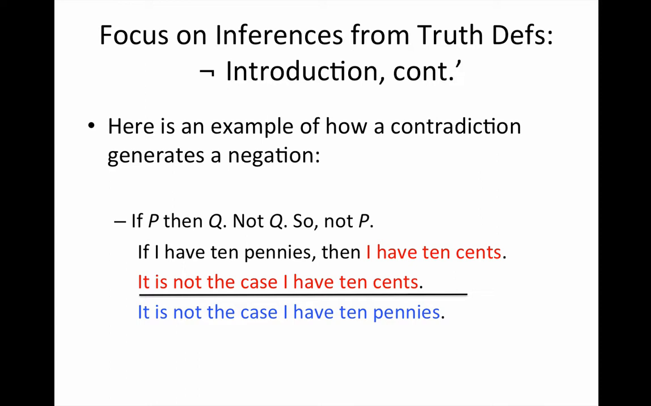Now, in some versions of the deductive system that we learn in a course like this, you're given this inference as a rule form. So whenever you see an if-then sentence and a negation of the then, in other words, when you see a conditional claim and a negation of the consequent, you can infer the negation of the antecedent. In our version of the system, we don't just use this rule, we actually prove the rule. So what we do is this.